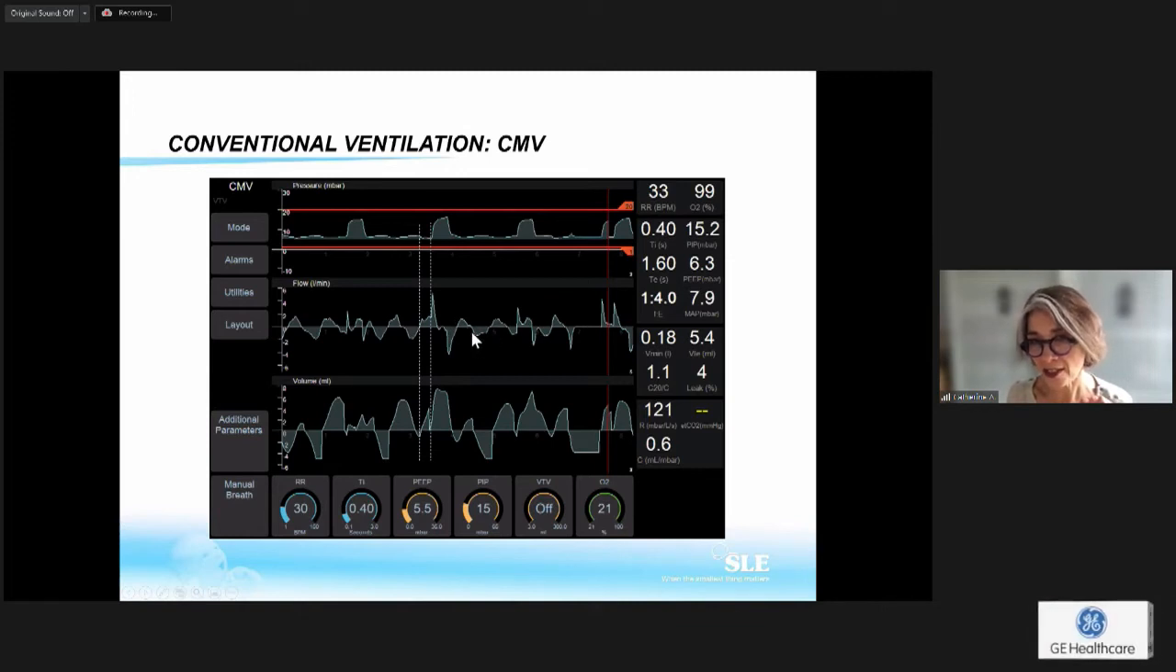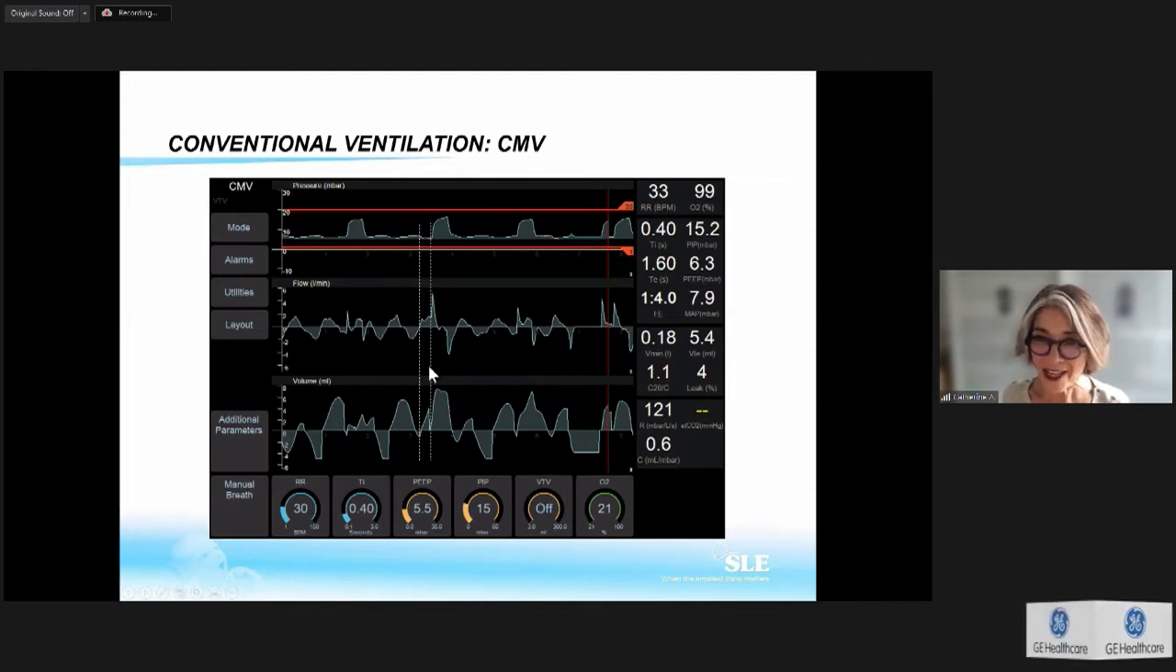When it's turning negative, it means that you have some flow going from the patient to the exhalation, to the ventilator. So it means that my patient is taking some breath. And when I look here, I perfectly see that my patient is taking some spontaneous breath.